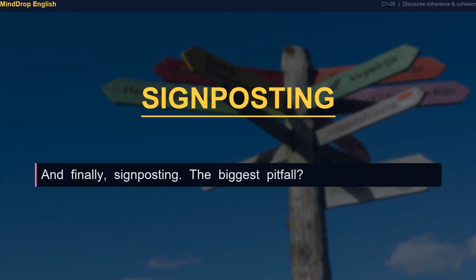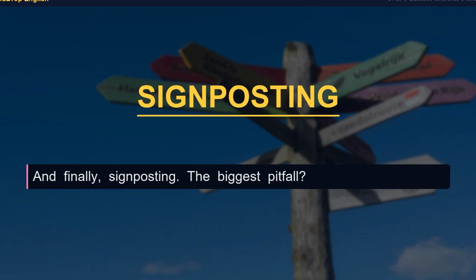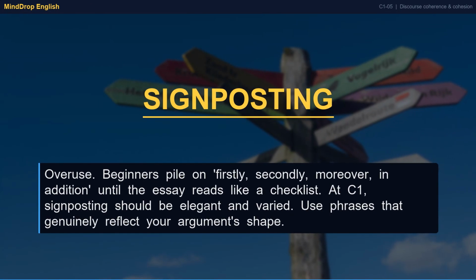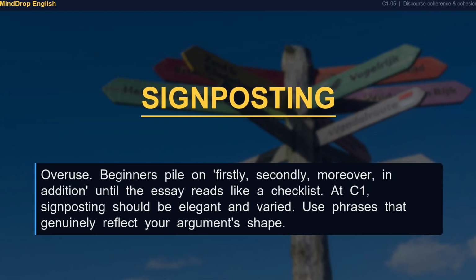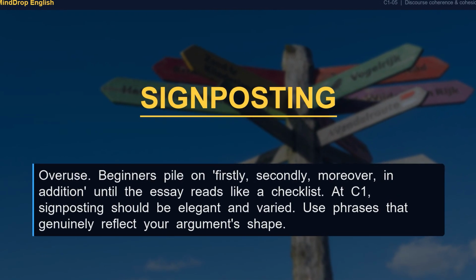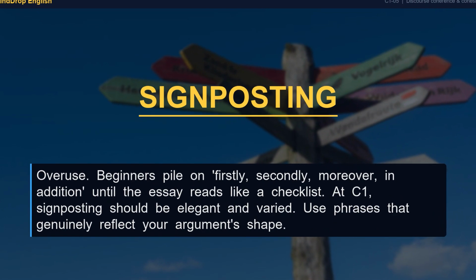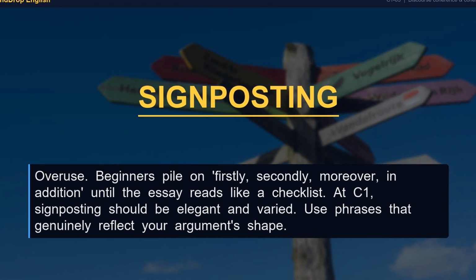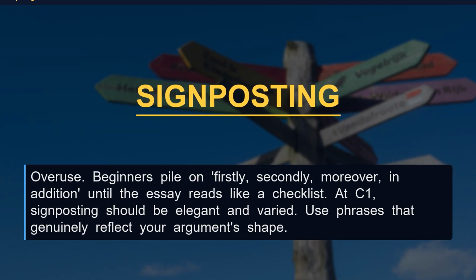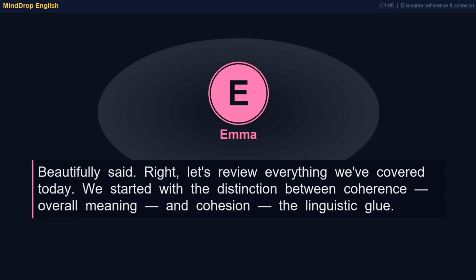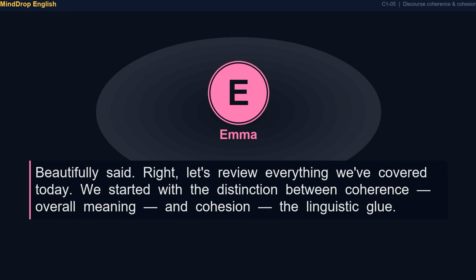And finally, signposting. The biggest pitfall? Overuse. Beginners pile on, firstly, secondly, moreover, in addition, until the essay reads like a checklist. At C1, signposting should be elegant and varied. Use phrases that genuinely reflect your argument's shape. Beautifully said. Right. Let's review everything we've covered today.